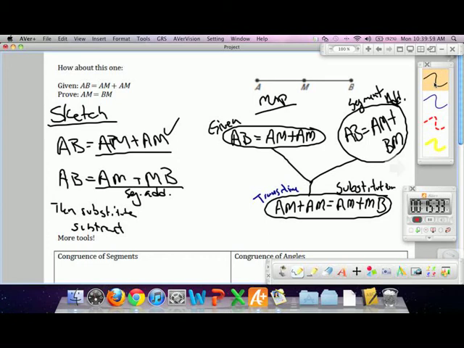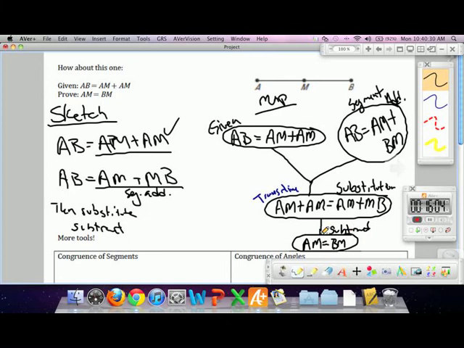And if you have this equation, then what was our last step to show that AM and BM are the same? How about if we subtract the same thing from each side? Because they both have an AM in them. Let's subtract and get AM equals BM or MB. And you're done.